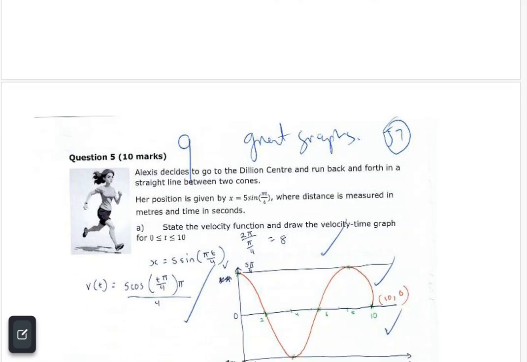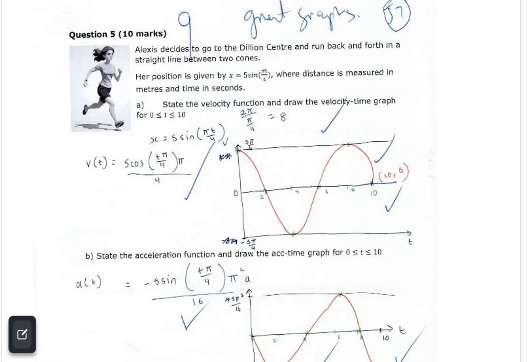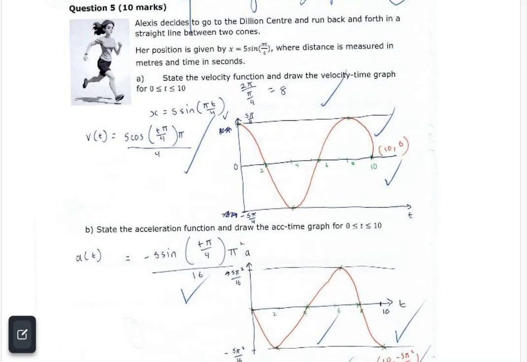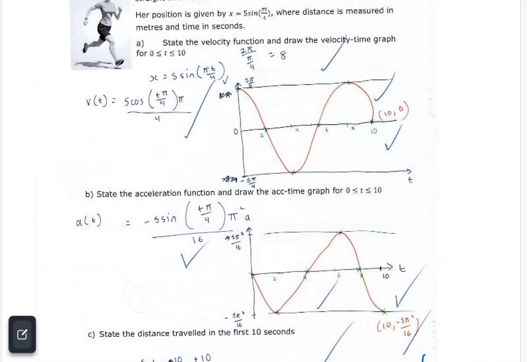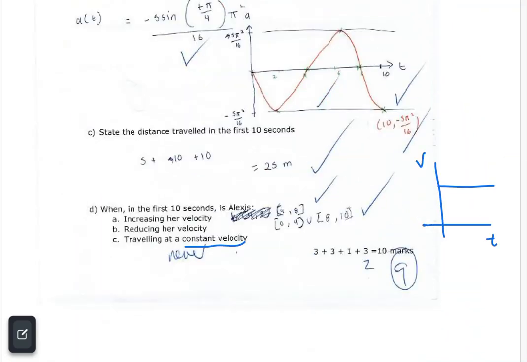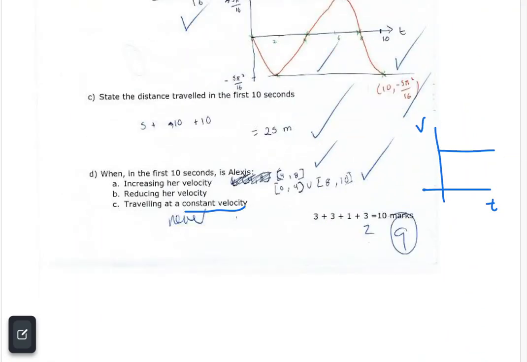Question number 4, you didn't attempt. Question number 5, you got 9 out of 10, which is really good. Great graphs. I just don't think there's ever any constant velocity. Constant velocity looks like this. And our velocity graph, which is this one, at no stage does it have a constant. It's always changing. There's a t in there, and that's always going to change. So I think there'd be a never for that particular question.